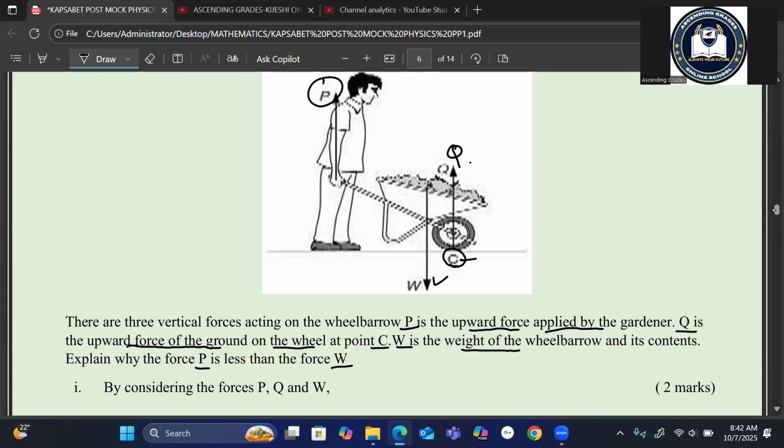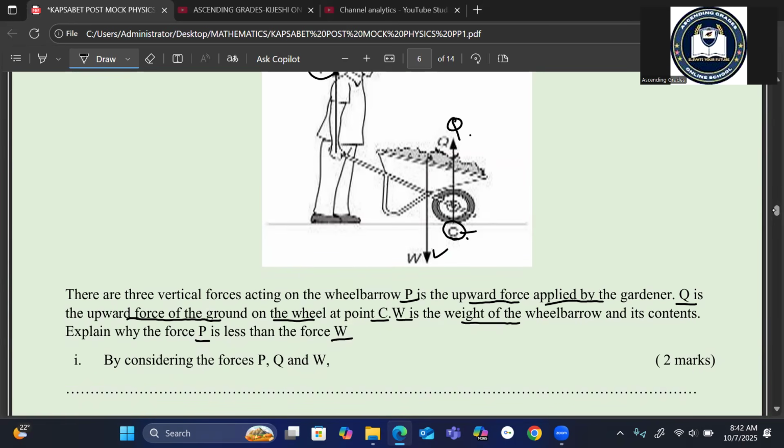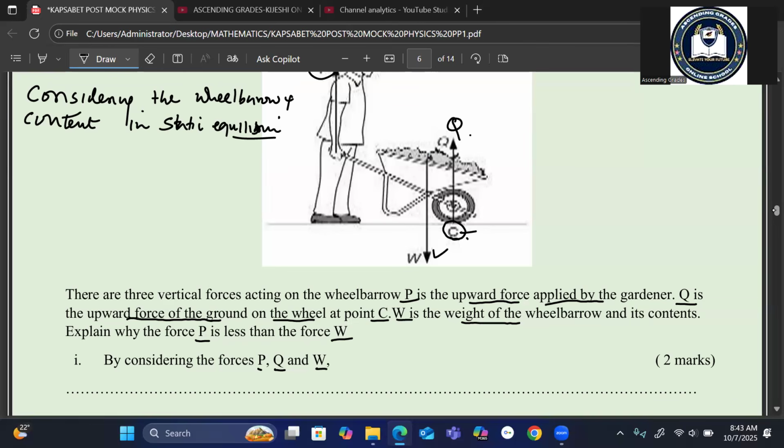The wheelbarrow is in contact with the ground at point C. Then you are told, explain why P is less than force W. In this case, we are going to consider the P itself, the Q, and the W. So, if you look at the wheelbarrow plus the contents, when they are in equilibrium, in what we call static equilibrium in vertical direction.